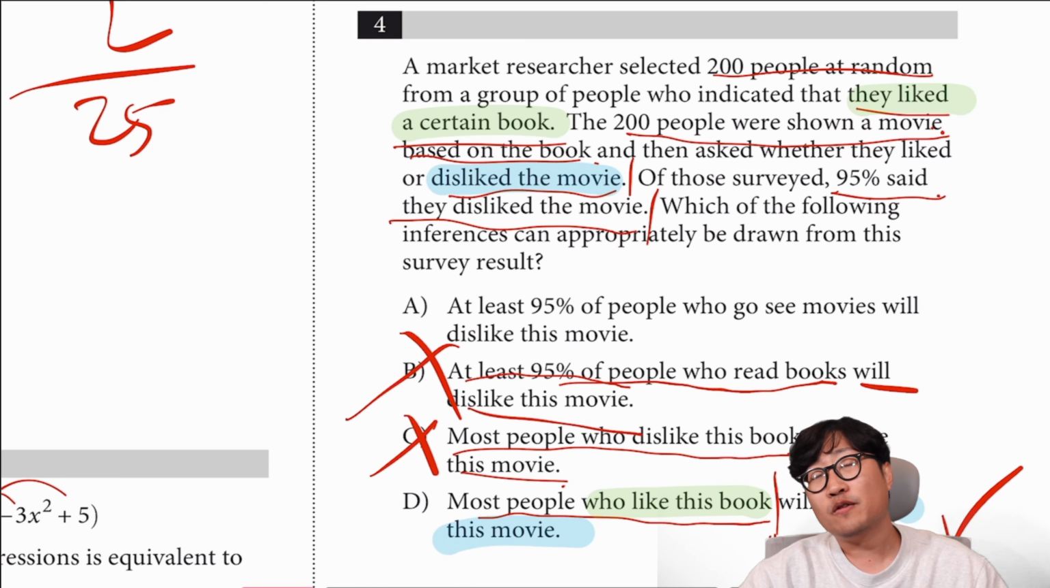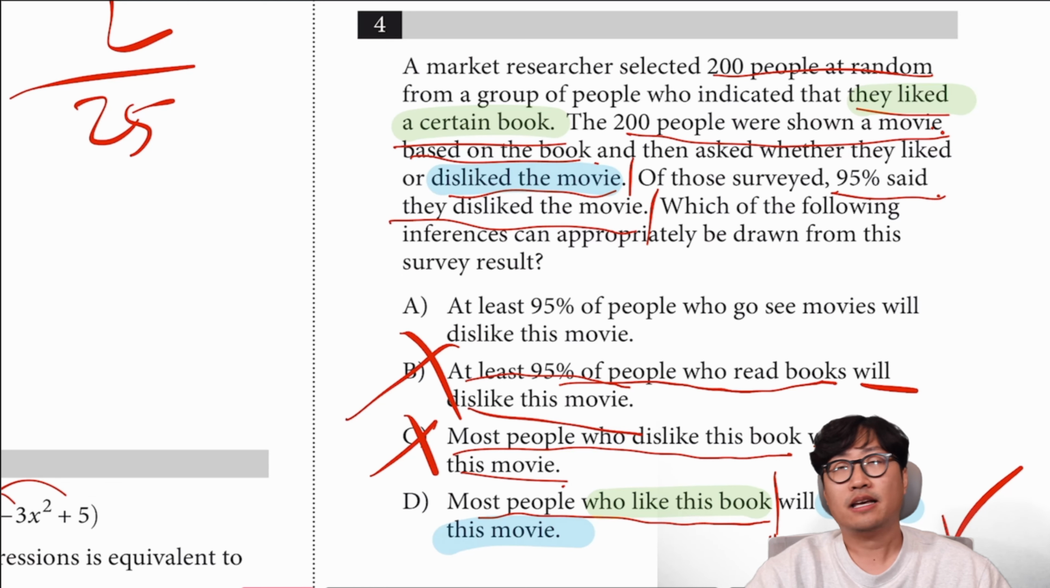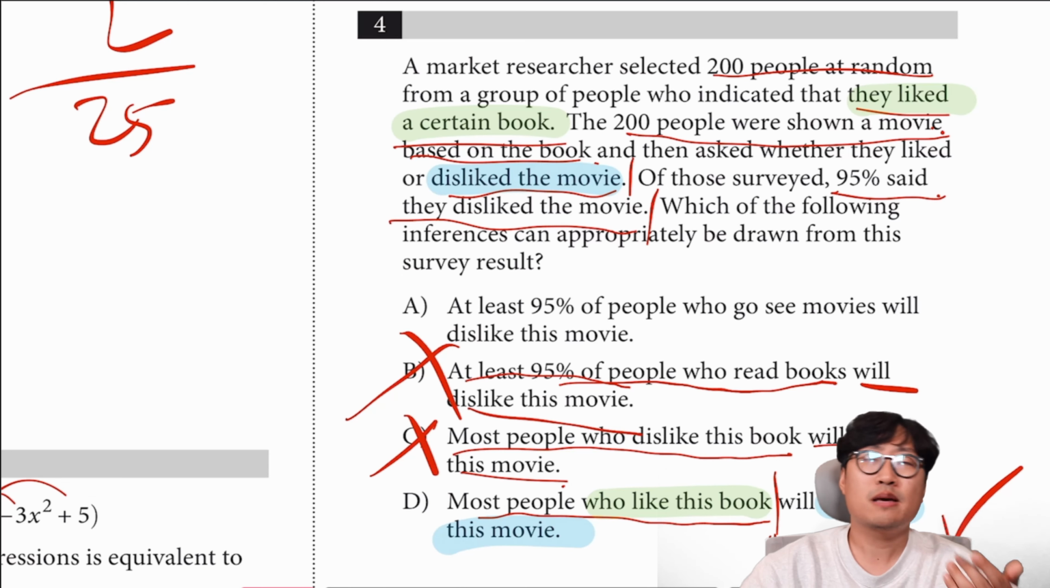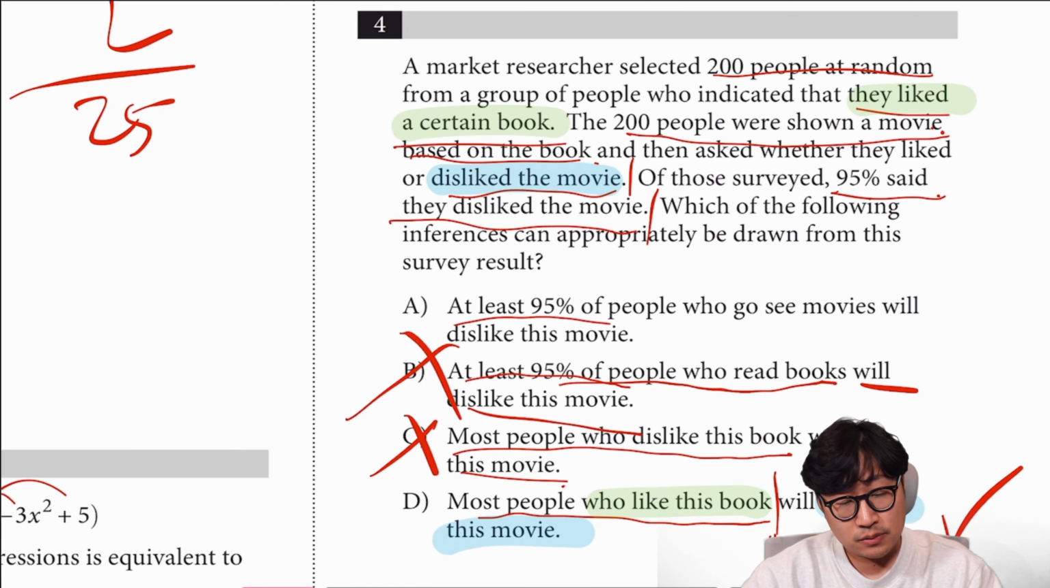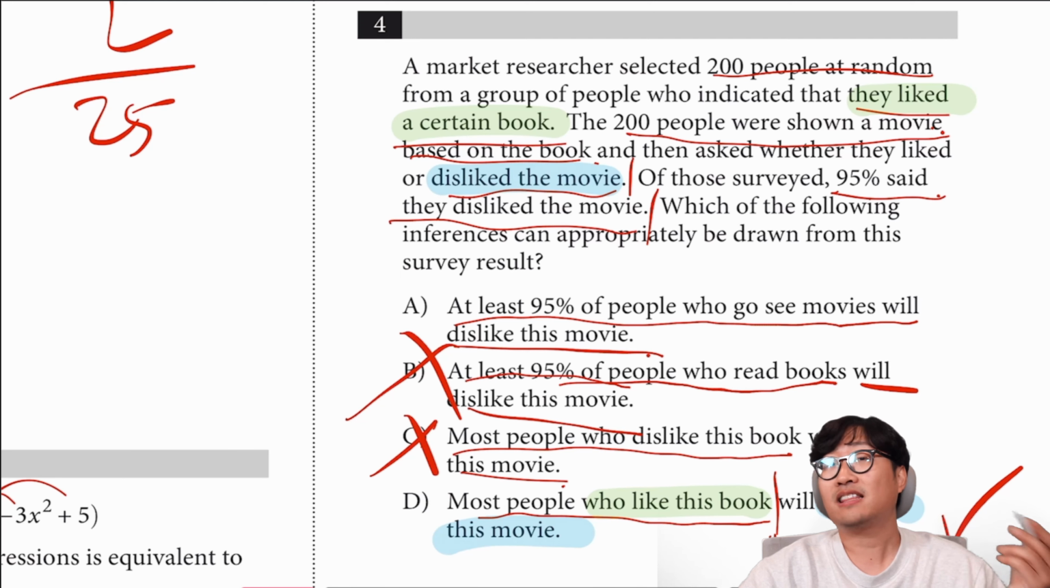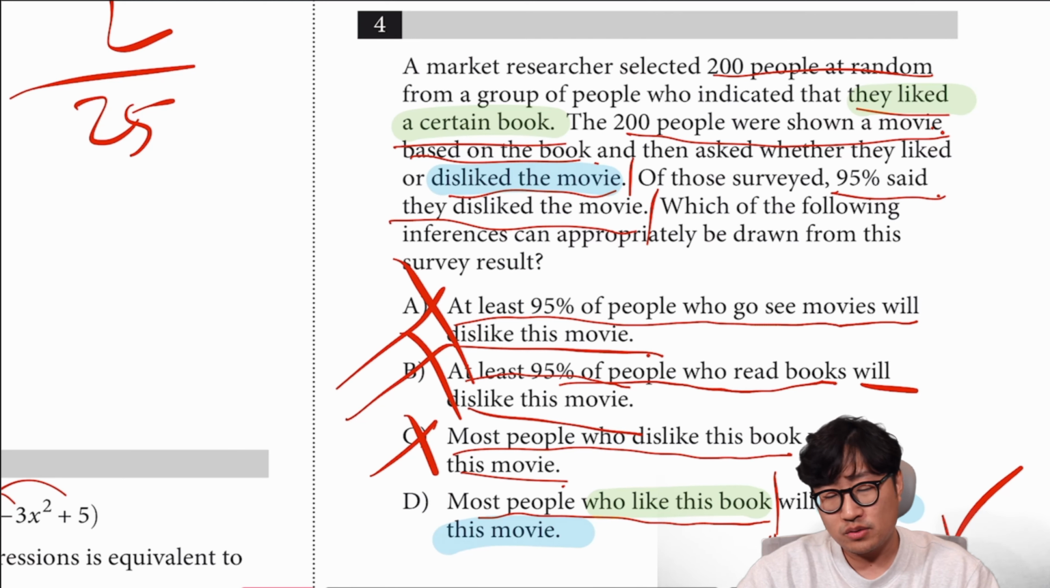I understand the survey was random. So it's a fair survey, but you only did a survey on 200 people. You cannot draw just straight up conclusions and say people are not gonna like it, or people are gonna like it. You can't say that. And probably the same goes with choice A. Then at least 95% of the people who go see movies will dislike this movie, and that says nothing about the books too. So probably wrong too. It's gotta be choice D.